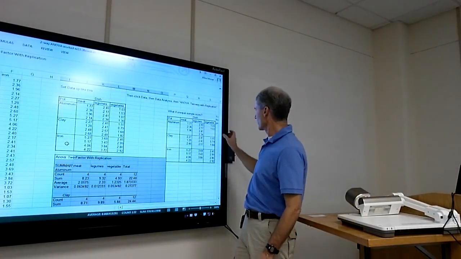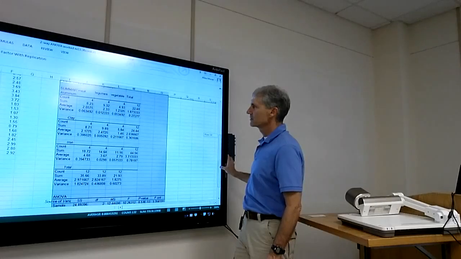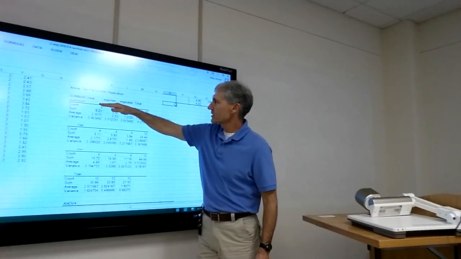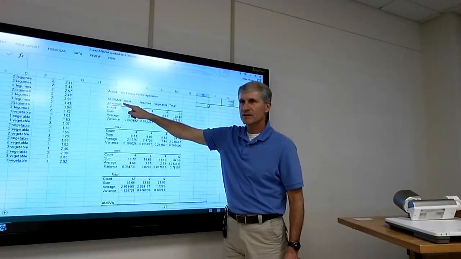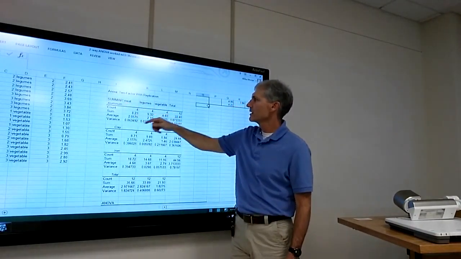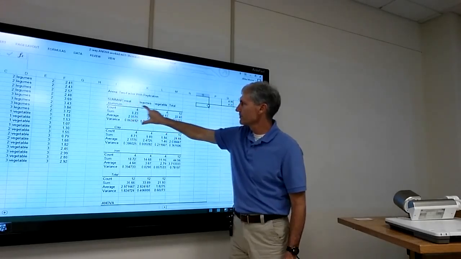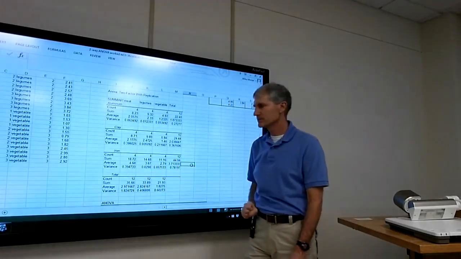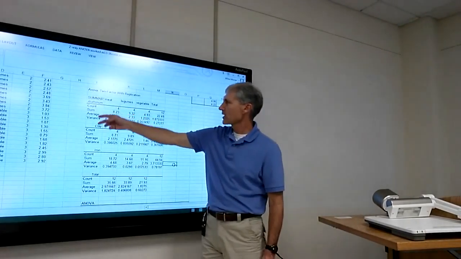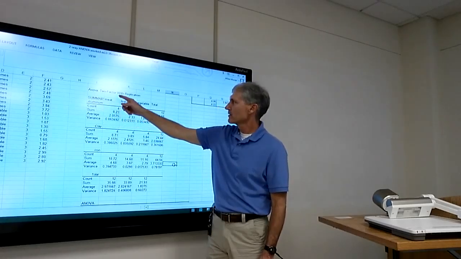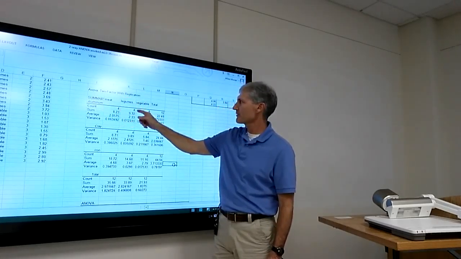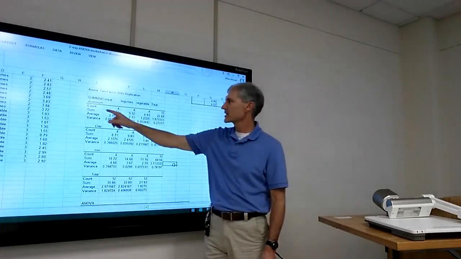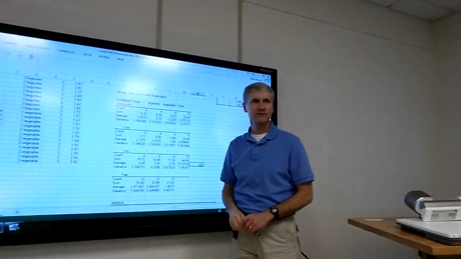So let me scroll up. And I'll turn off that shading. First thing it does is give me a summary of the data. So it has a block for aluminum, a block for clay, iron, and total. So looking at aluminum, it says count. Meat, I had 4. Legumes, I had 4. Veggies, 4. And total, 12. And then it has sum, average, and variance.